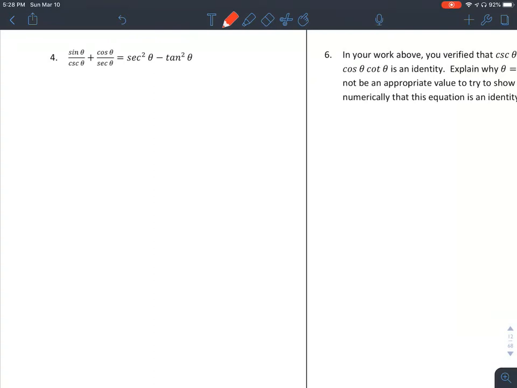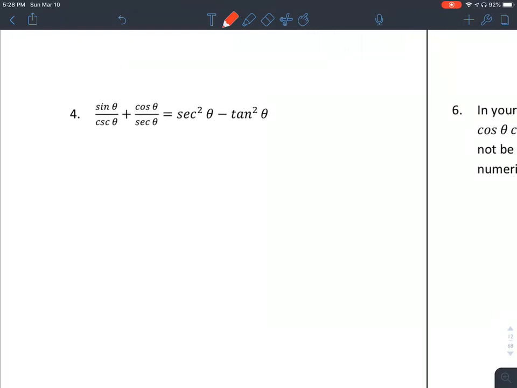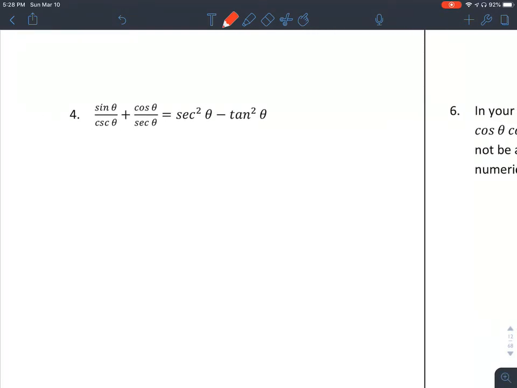Number 4. Let's see. The left side is more complicated, which is usually where I start. But I recognize a Pythagorean identity here. Secant squared of theta is the same as 1 plus tangent squared of theta. The parentheses I'm using here have no mathematical value. I'm just showing you what's being substituted. Tangent squared minus tangent squared of theta, those cancel. So we have 1 plus 0, which is just 1. Interesting. That means this left side has to also be 1.